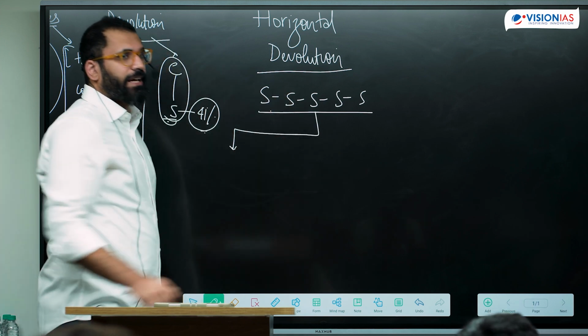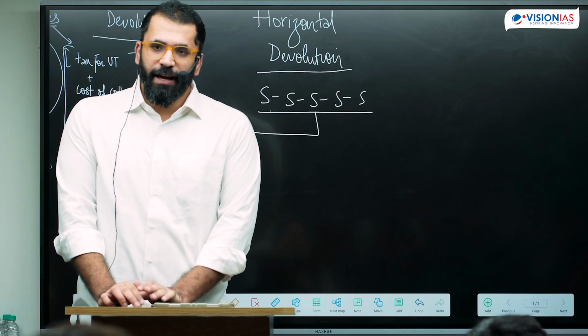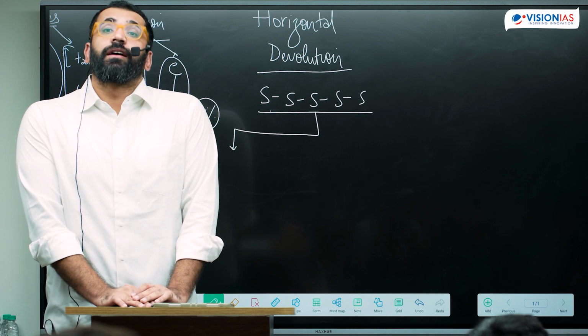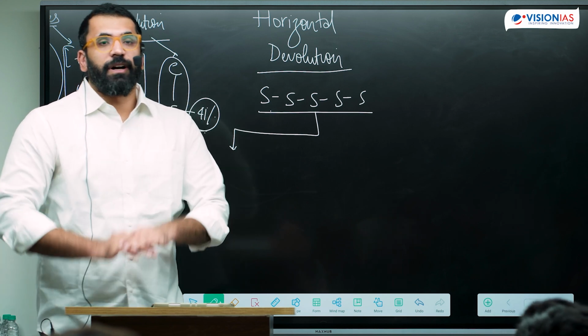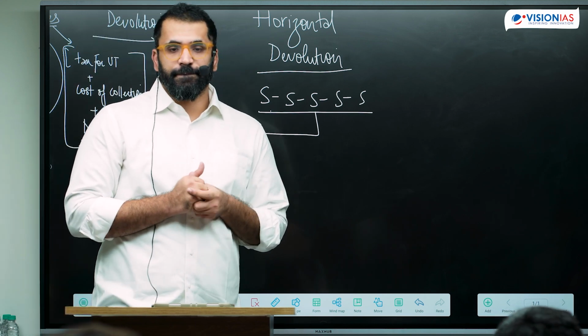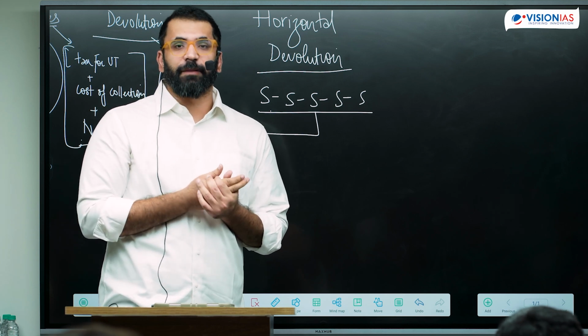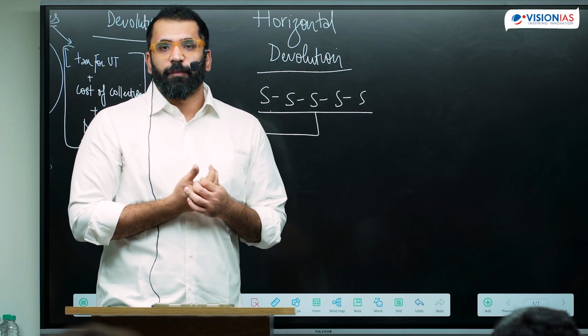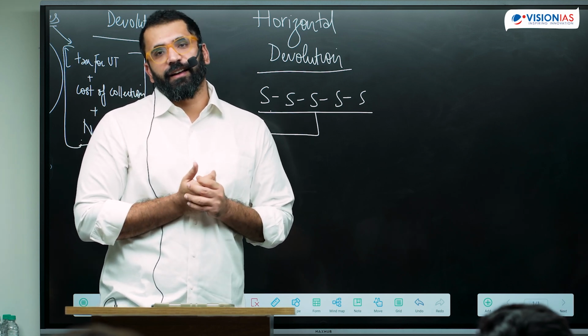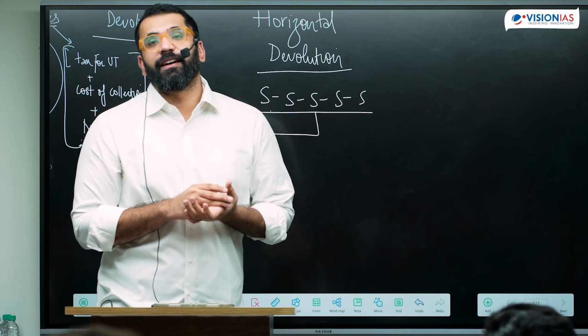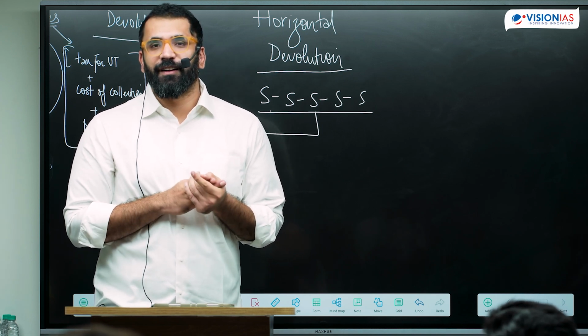Any idea on what basis do they get this money? The amount of backwardness, okay. So development or backwardness. That means poorer states should get more money, right? Till when? Till they develop. And if they don't develop?